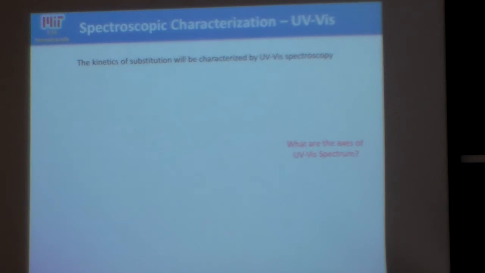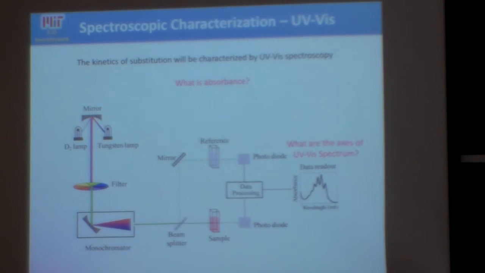And so what are the actual axes of a UV-Vis spectrum? What you basically have is a data readout that has absorbance on one axis and wavelength on the other axis, right? So we're looking at the transitions that exist in a molecule as a function of that. And the question you can ask is, what fundamentally is absorbance? It's a very interesting term, right?